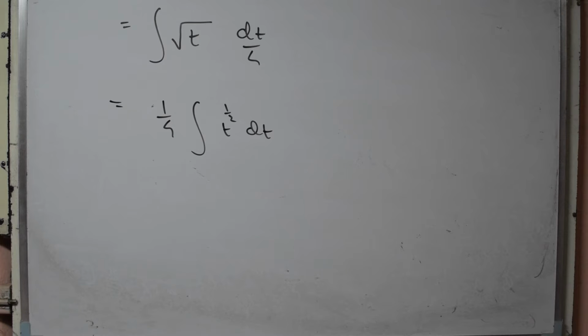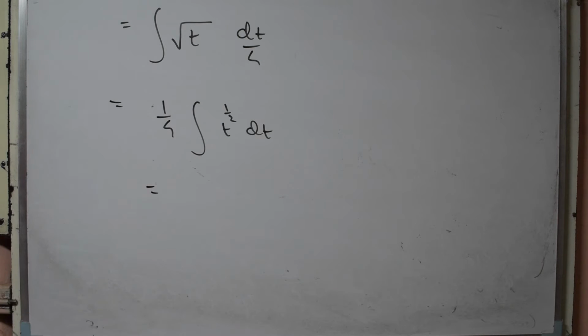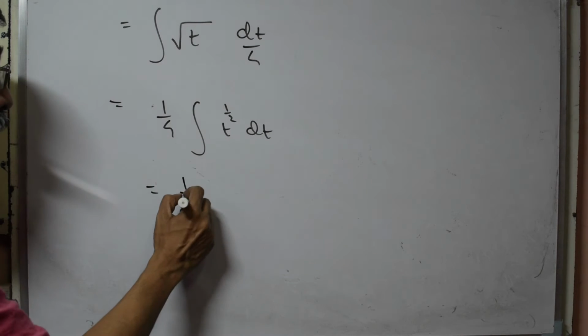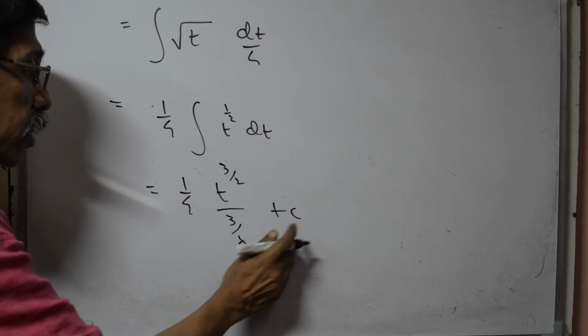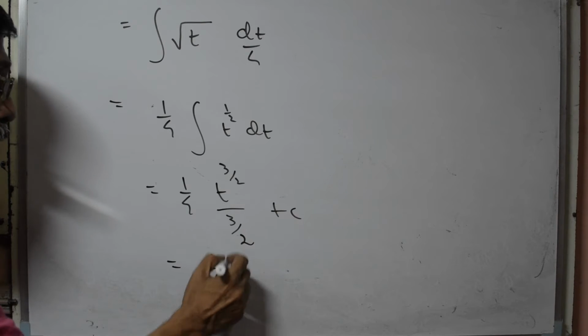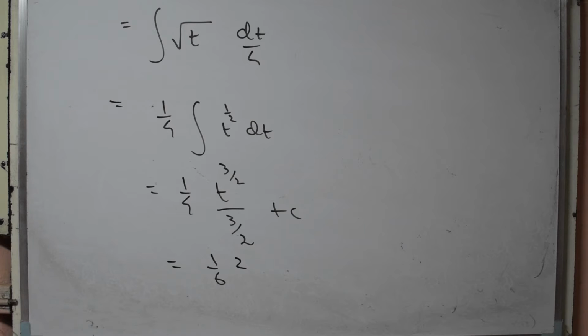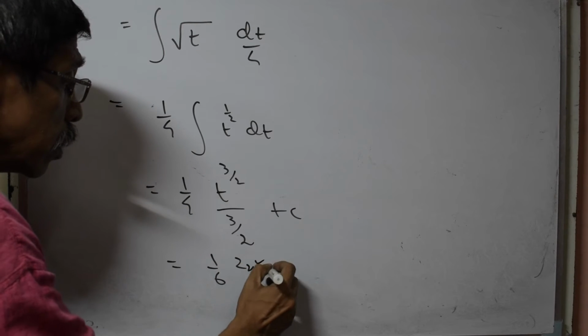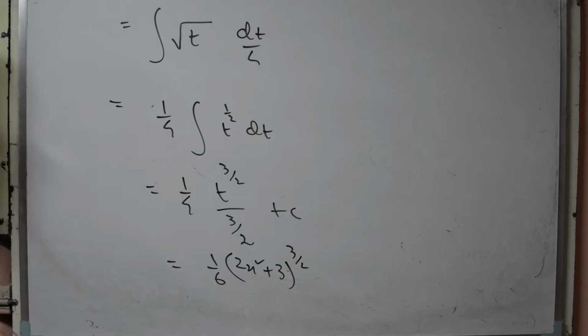What is the idea? t to the power half plus 1 by half plus 1, because this t to the power half with respect to t is similar to x to the power n with respect to x. So our result will be t to the power 3 by 2 by 3 by 2 plus c. So finally what we find is 1 by 6 t to the power 3 by 2, which means the original expression, 2x square plus 3 to the power 3 by 2, plus c.